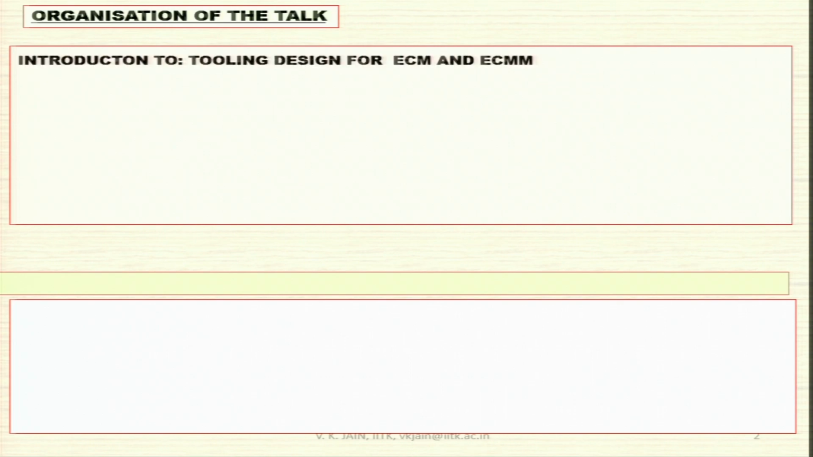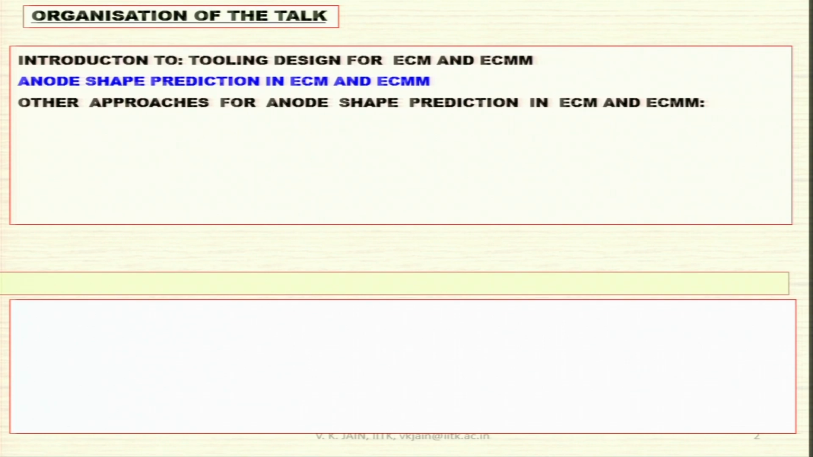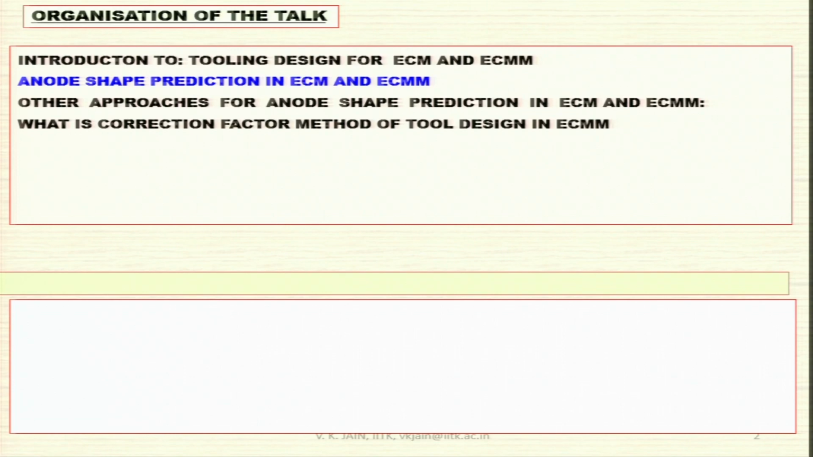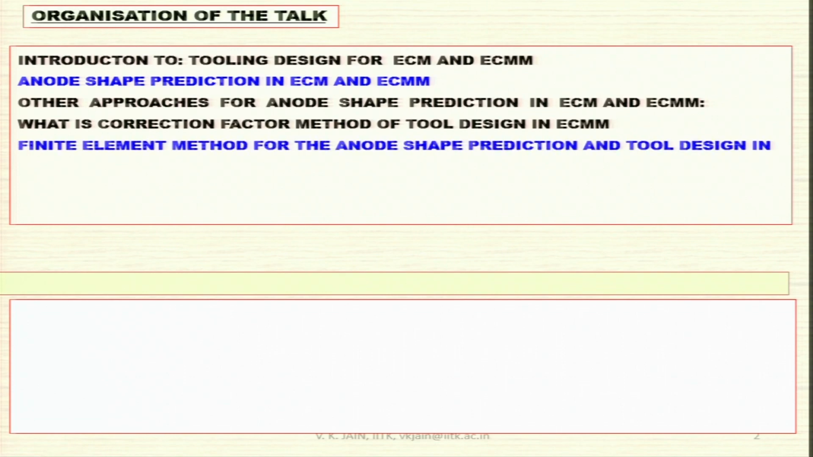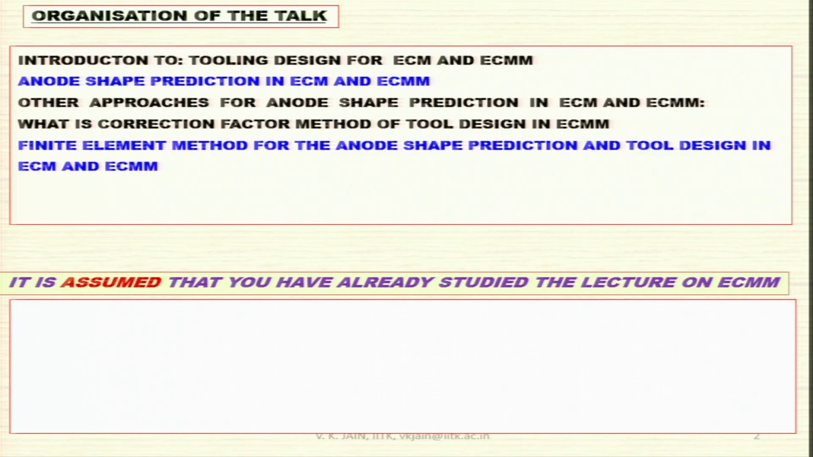Organization of the talk is as follows: introduction to tooling design for ECM and ECMM, anode shape prediction in ECM and ECMM, other approaches for anode shape prediction in ECM and ECMM, what is the correction factor method of tool design in ECMM, finite element method for the anode shape prediction and tool design in ECM and ECMM, conclusions, and then references. While some part of this we have already discussed in part 1, it is assumed that you have already studied the lecture on electrochemical micromachining, because I am not going to deal with the theory of ECM and ECMM.